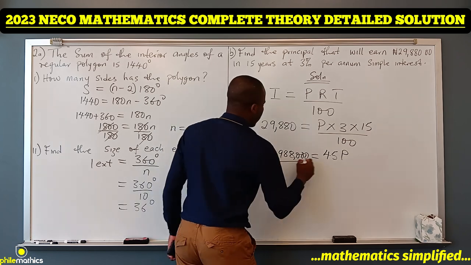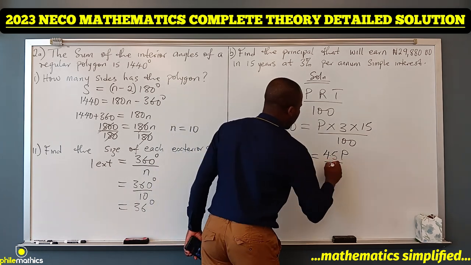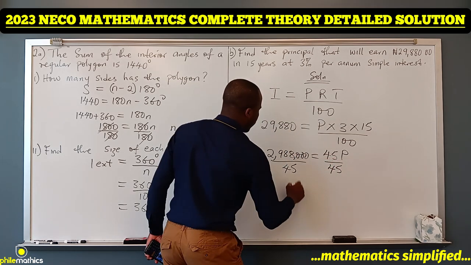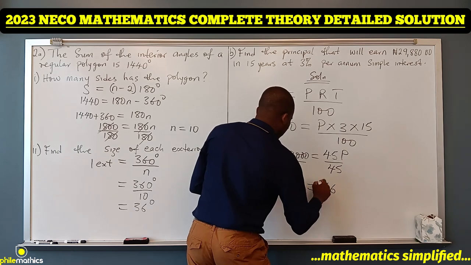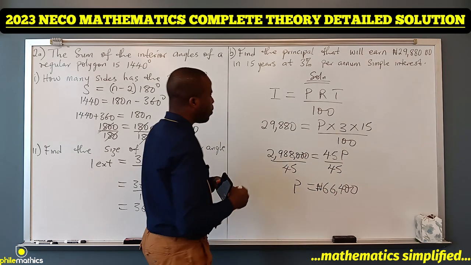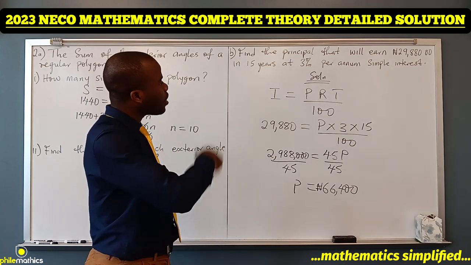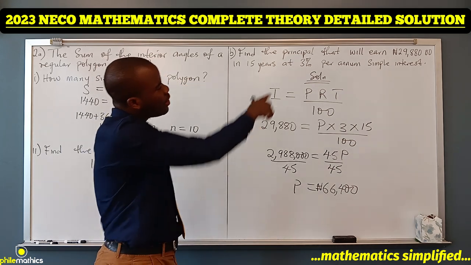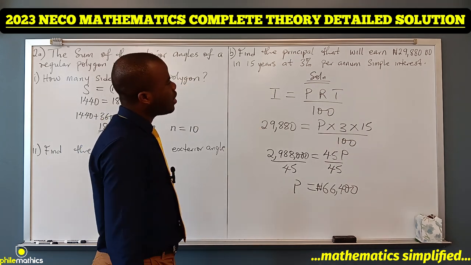If we divide both sides by 45, we have P equals 66,400. So this is the principal that can be invested that will give rise to an interest of 29,880.